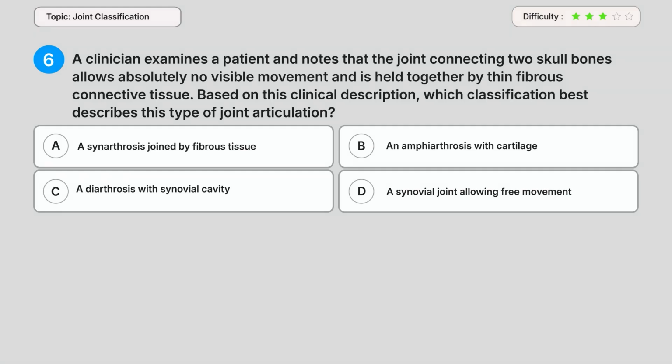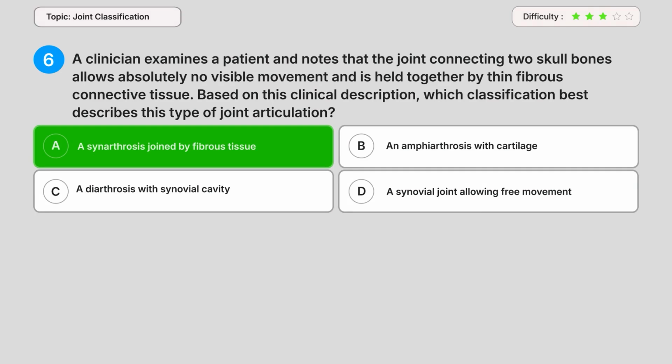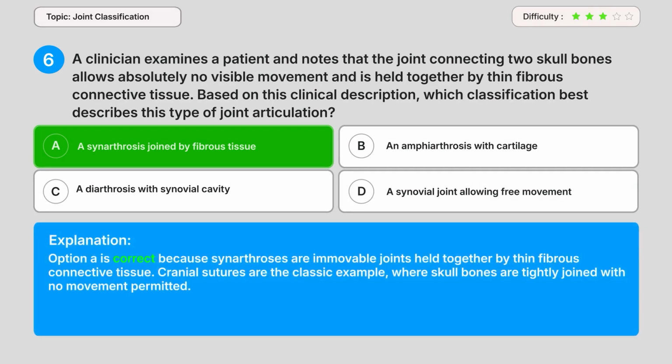Correct answer, A. A synarthrosis joined by fibrous tissue. Explanation. Option A is correct, because synarthroses are immovable joints held together by thin, fibrous connective tissue. Cranial sutures are the classic example, where skull bones are tightly joined with no movement permitted.